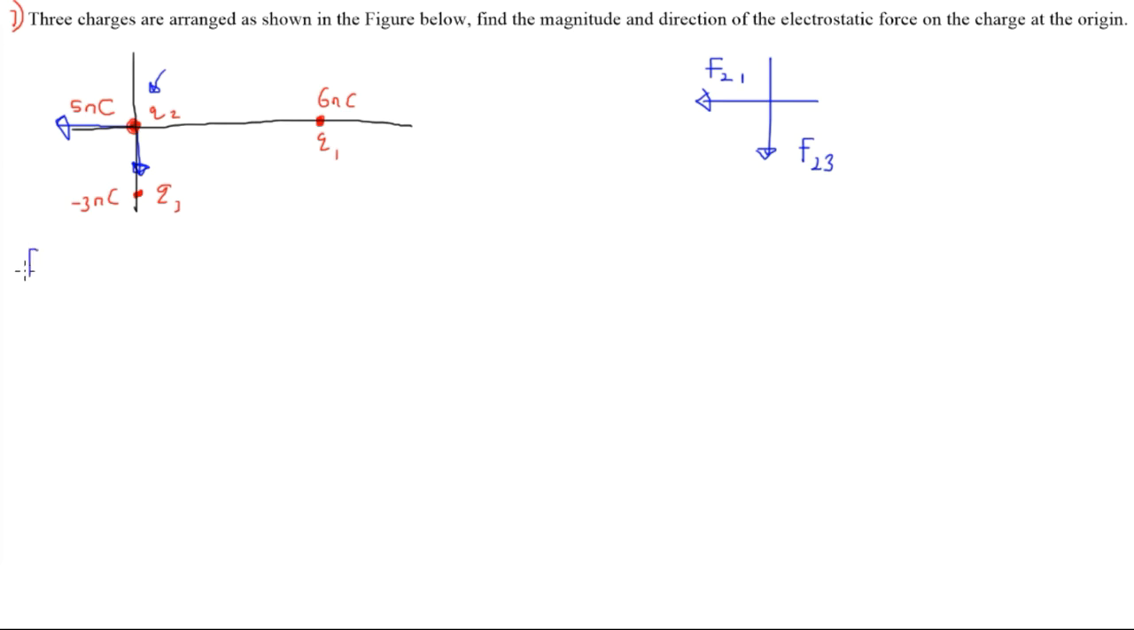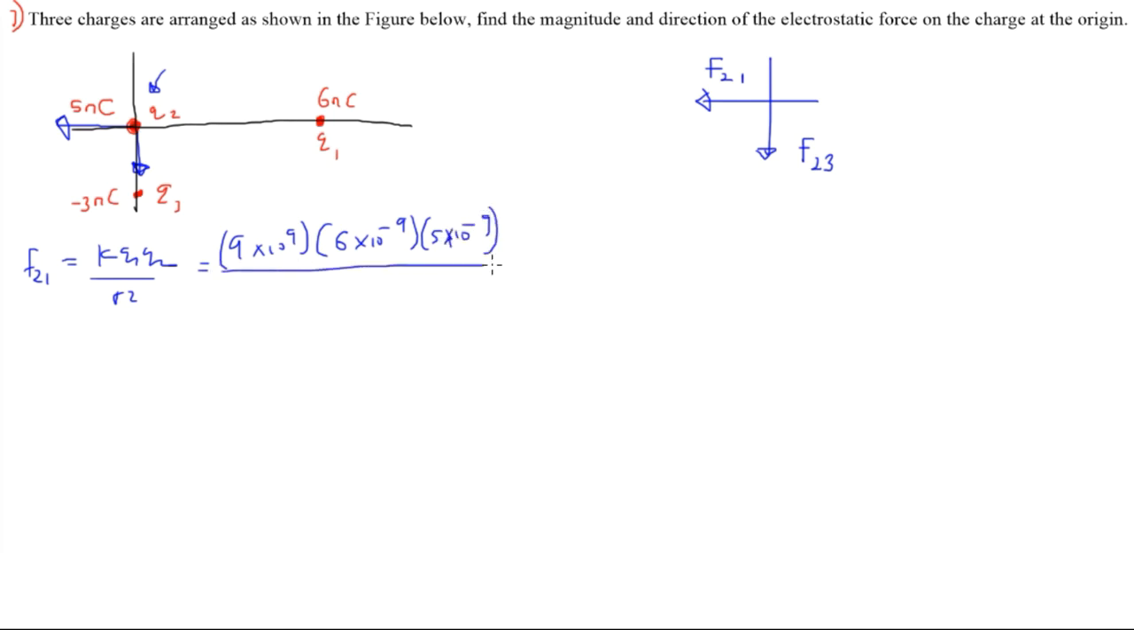So F21 should be K Q1 Q2 upon R squared, and of course K is equal to 9 times 10 to the power 9. I just need to multiply with Q2, and of course Q2 is 6 nano. That's 6 times 10 to the power minus 9, and then 5 times 10 to the power minus 9, upon R squared, that's 0.3 squared. So this will be equal to 3 times 10 raised to the power minus 6 newton. It is the same thing as 3 micro newton.